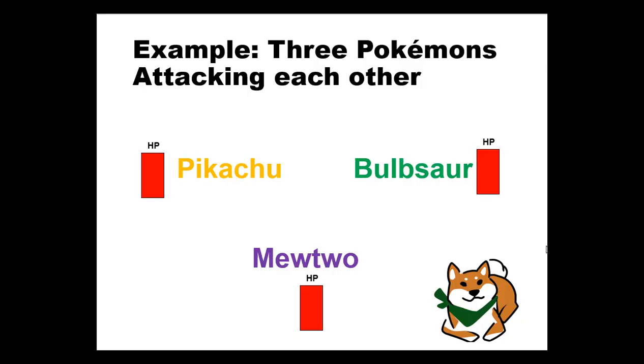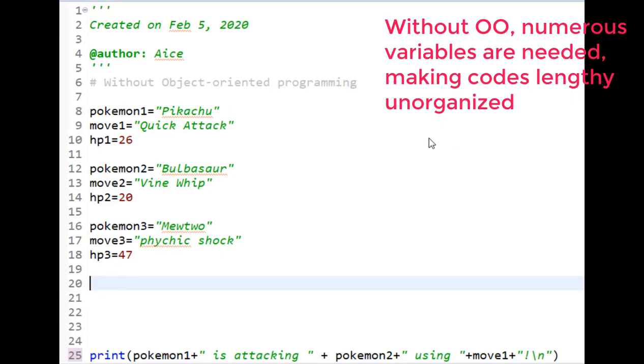Now, let me show you why object-oriented programming can be very efficient. Suppose we have three Pokemons, Pikachu, Bulbasaur, and Mewtwo. Let's first let Pikachu attack Bulbasaur, decreasing its HP by 1 for simplicity. And Bulbasaur will in turn attack Mewtwo, decreasing its HP by 1. And finally, Mewtwo is going to attack Pikachu, decreasing its HP by 1. So without object-oriented programming, this is likely to be the code.